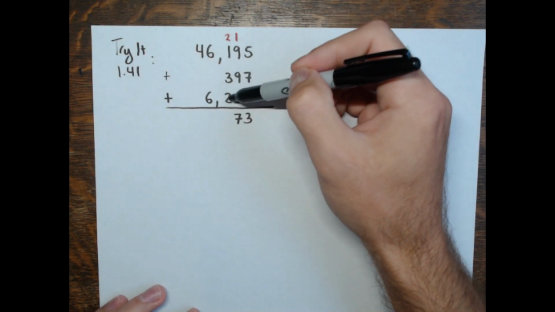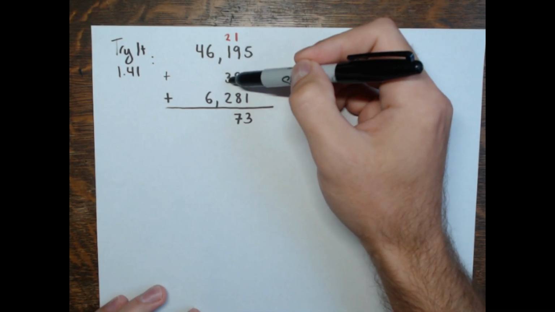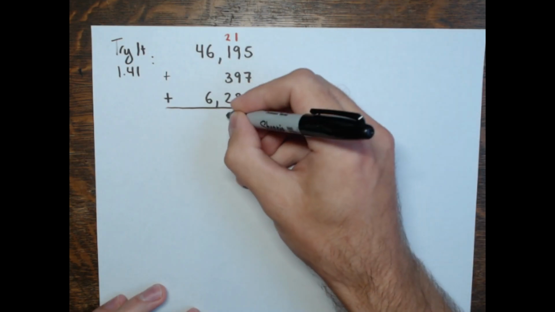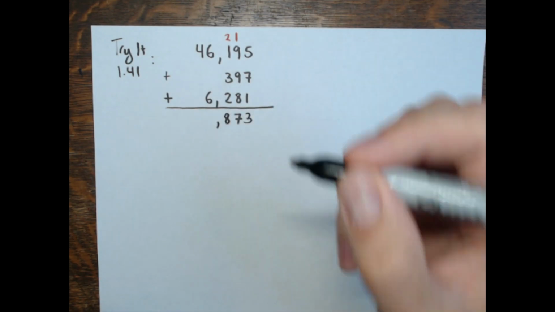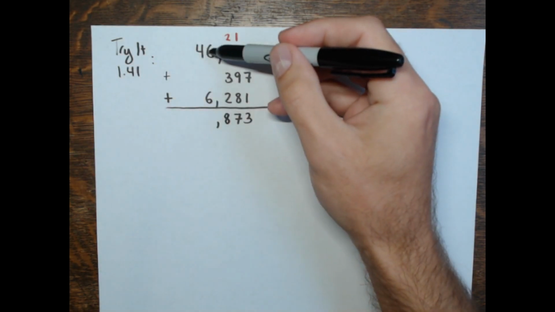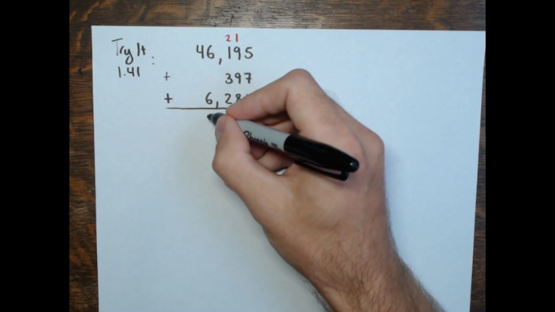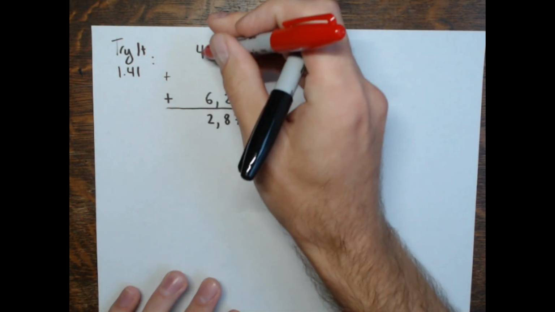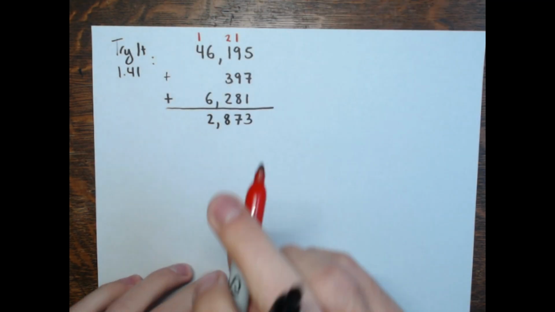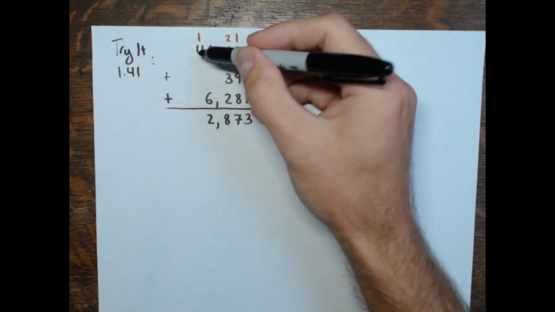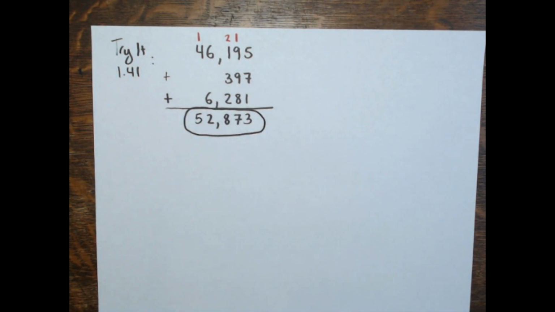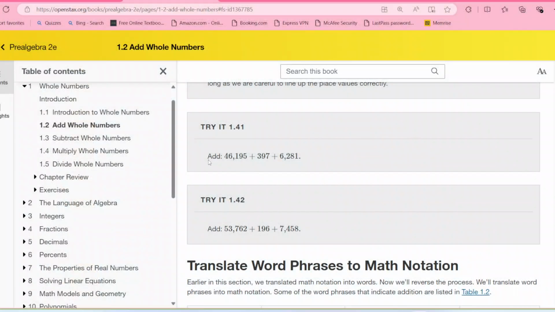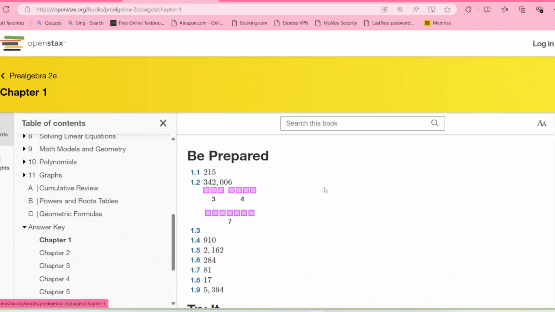All right, now in the hundreds place, 2 plus 1 is 3. 3 plus 3 is 6. 6 plus 2 is 8. That's not 10 or more, so there is no carrying, just 8 hundreds. All right, then in the thousands place, I have 6 and 6. 6 plus 6 is 12, right? So that's 2 thousands, carry the 1 ten-thousand. And then in the ten-thousands place, 1 plus 4 is 5. So the sum of all 3 of these addends is 52,873.